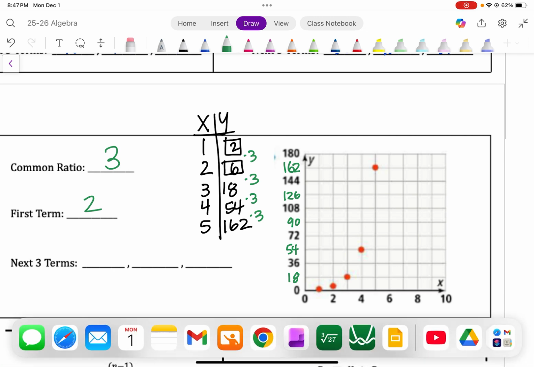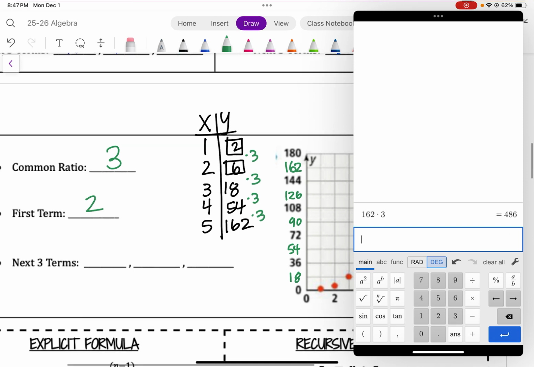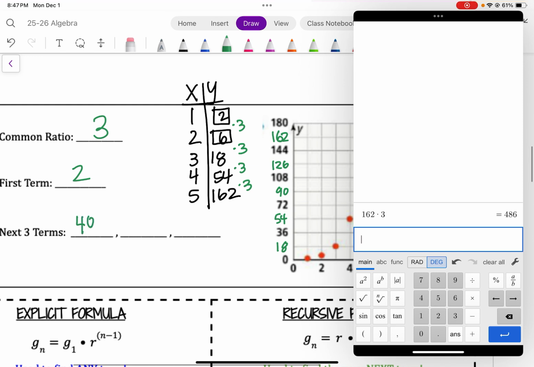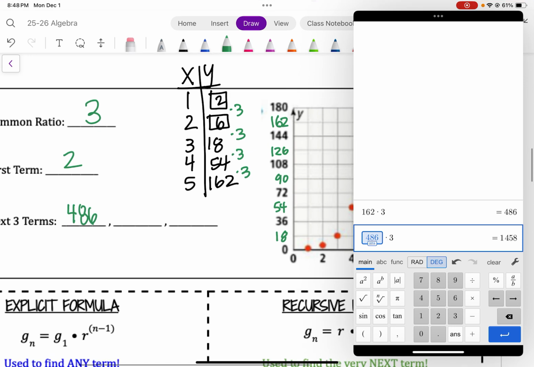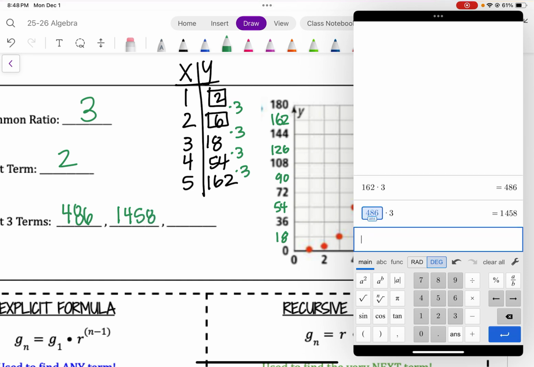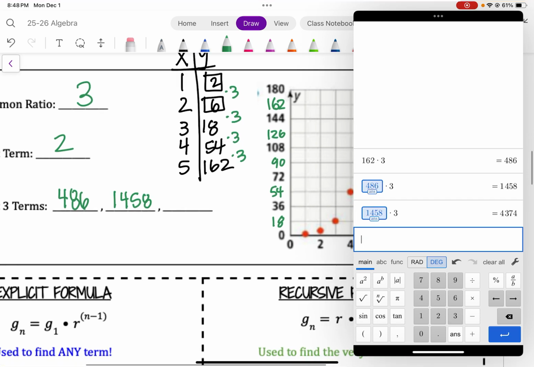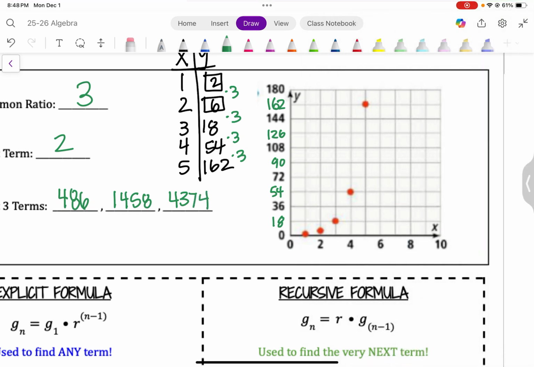And our next terms, and I'm reaching for my calculator on this one. Let's see. I've got 162 times 3, so 486. And then I'm going to take that one, I can hit the answer button, times 3 will give me 1,458. And for my next answer, I'm going to hit that answer button, times 3, 4,374. So these numbers are going up high really quickly.